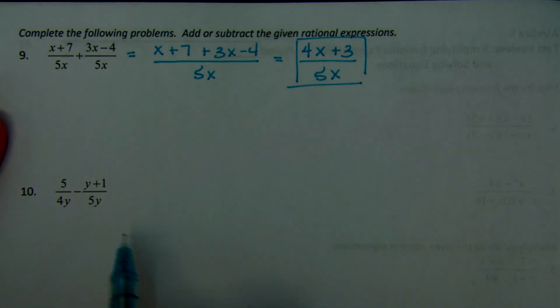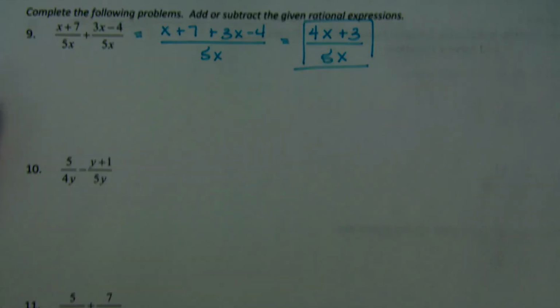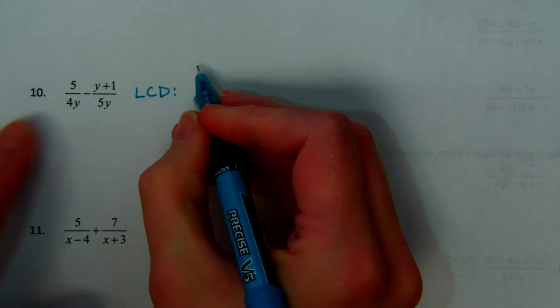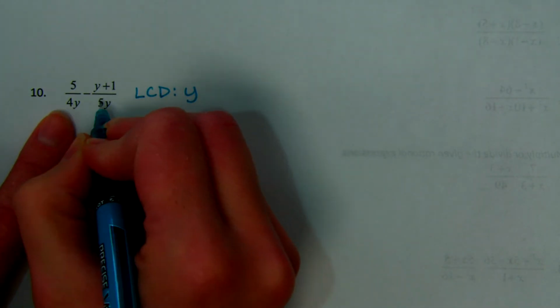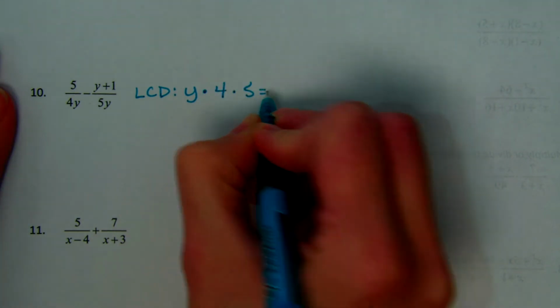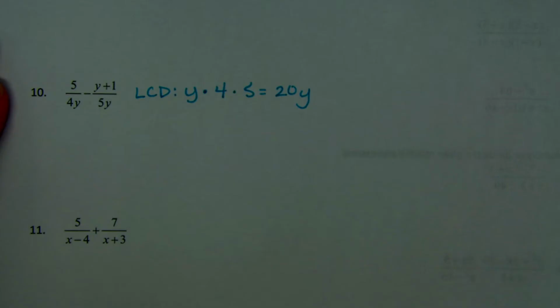All right. For number 10, 4y and 5y are not the same, so we do have to identify an LCD. And you should always identify it there so that I can see that you knew you were supposed to find one. So it's what they have in common, which is y, and then anything that either of them has. Well, 4 and 5 are not common. I can't make 4 into 5 and I can't make 5 into 4. So I'm going to put them both in my LCD so I get 20y. That's my least common denominator.